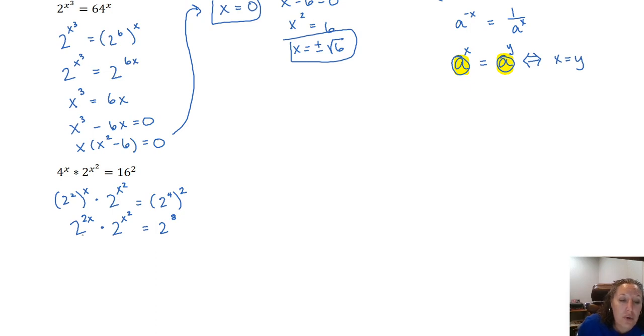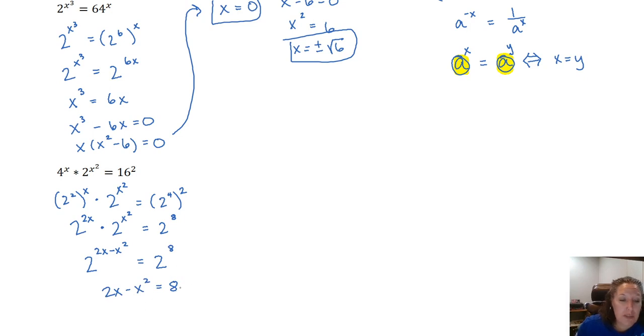Now we're almost ready. We do have to make sure that everything is an isolated exponential, so we need to combine our 2 factors on the left. If we have a power times a power, remember we're going to add those exponents. So on the left, we can rewrite that as 2 raised to the 2x minus x squared. And then we still have 2 to the 8th on the right. Now we have it in that form where we have a base raised to a power equals that same base raised to a power. So we can ignore those bases and just set those exponents equal to each other. And we get 2x minus x squared equals 8. That is a quadratic equation.